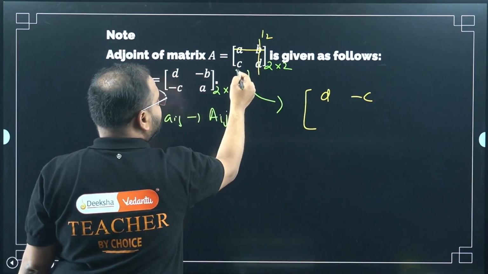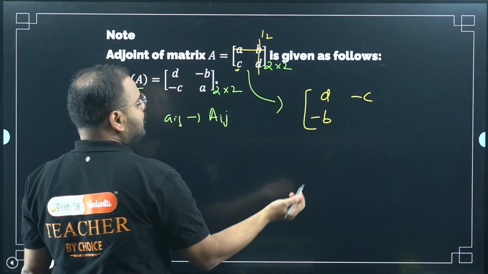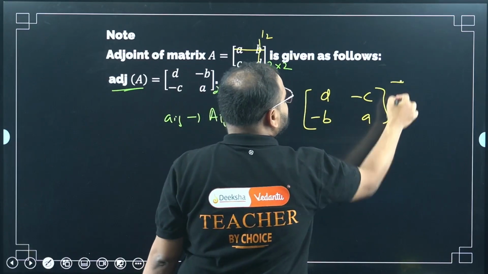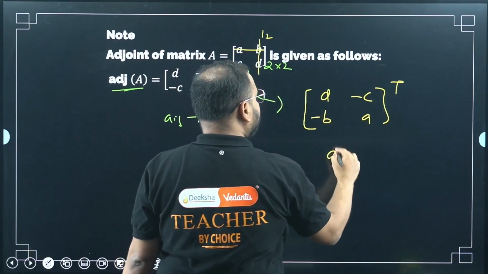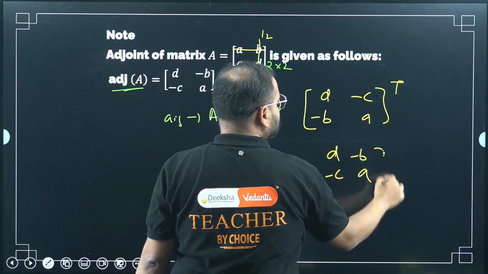Same way for C, I'll get B, again with a minus sign, because it is 2, 1, so again odd. What about this? I'll get simply A. Now take the transpose. If you take the transpose, what will happen? D and A will remain at the same place. This C will come here, so minus C. This B will go there. So this. Please check.